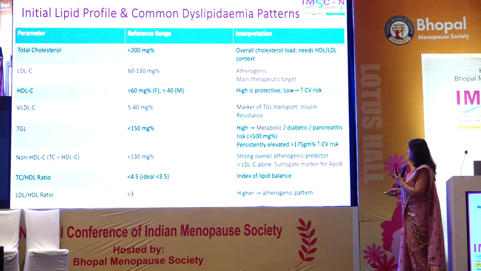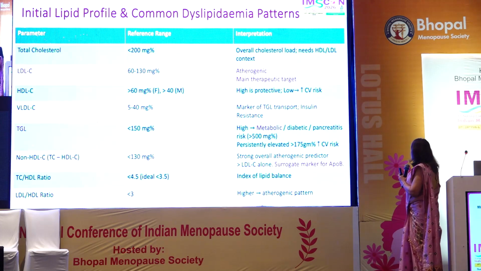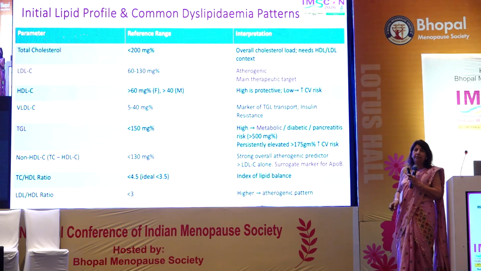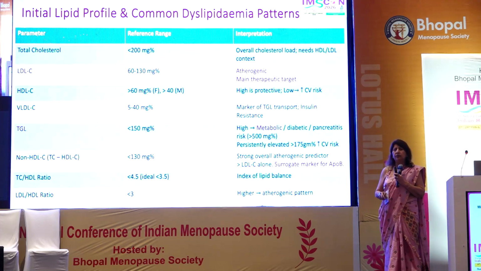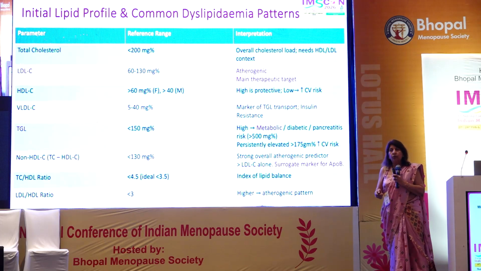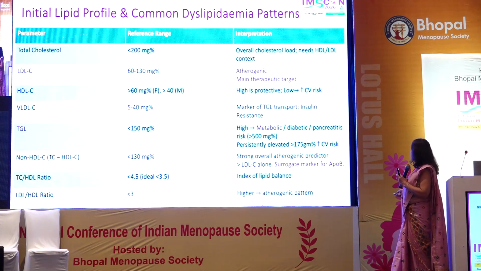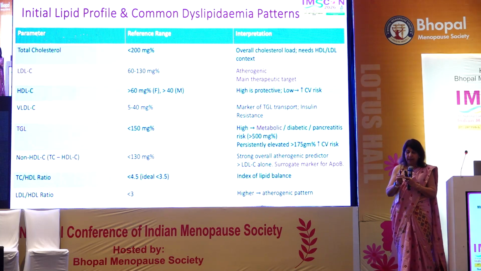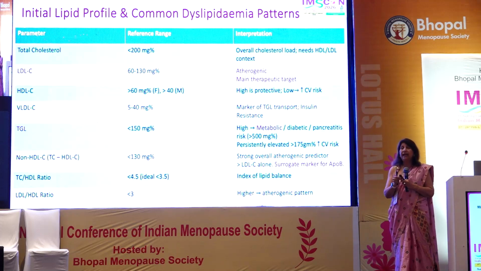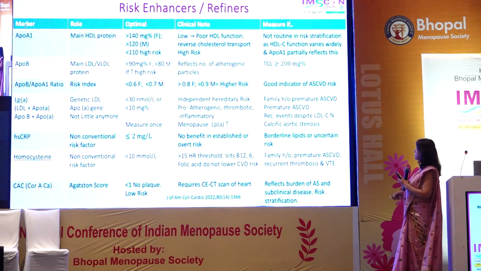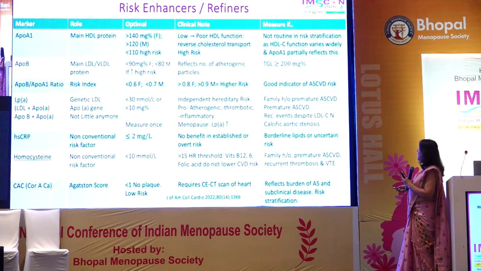Then non-HDL-C is a surrogate marker because see, your lab reports, many of them, good ones also, you tell them to check my ApoB. They don't have those kits. So what should you do? The non-HDL-C is a surrogate marker for ApoB, which is available in all routine lipid profile reports. Then these are the risk enhancers.